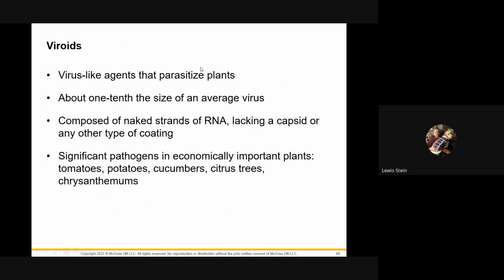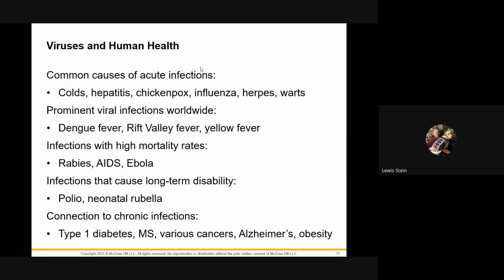All right, enough. We're not doing viroids. They affect plants. Okay, all of these things worldwide. Yellow fever, dengue. Again, we see that a lot. It's just about mosquitoes. All these things affect us constantly. High mortality: rabies, AIDS, Ebola. That's very fair. Polio, neonatal rubella. That's what I was talking about. We'll go over it again with skin diseases, and we'll talk about all the neurological things. Chronic infections. Look at that.